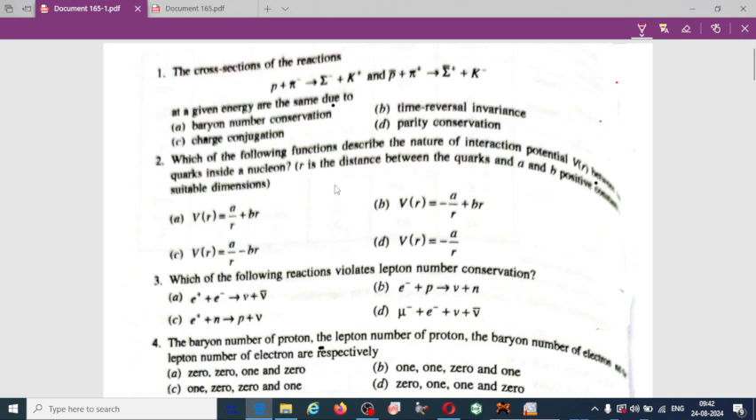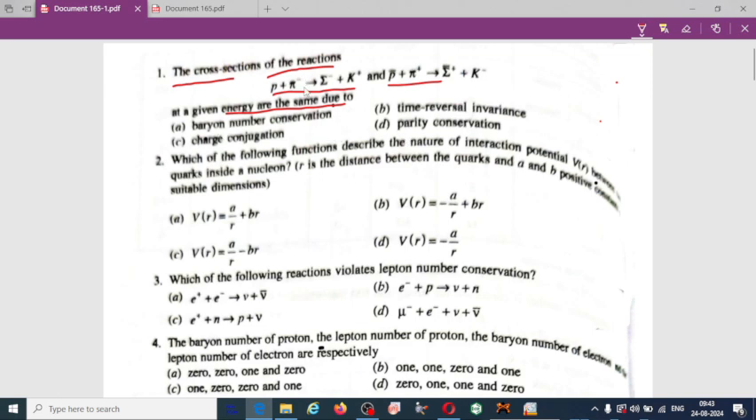Let us solve the questions here. The first question is: the cross section of the reactions. They have given two reactions here at a given energy are the same due to which of the parameters being conserved: baryon number, charge, time reversal, or parity, in the given four options.